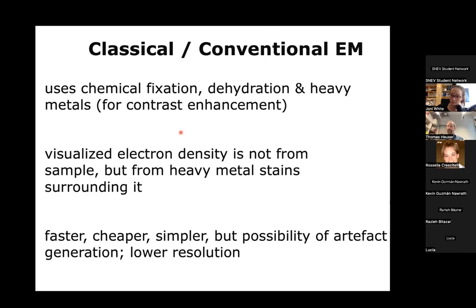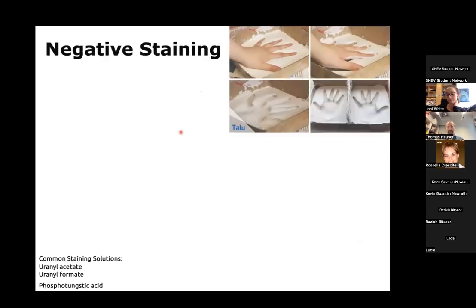The big advantages of this approach is it's very fast, it's very cheap, it's quite simple, you don't need any fancy equipment. So this is all very straightforward, but you're limited in the resolution that you get, and you also have a risk of artifacts, and I'll come to that in a few minutes. So probably the most commonly used conventional or traditional technique is negative staining. And here is how this works.